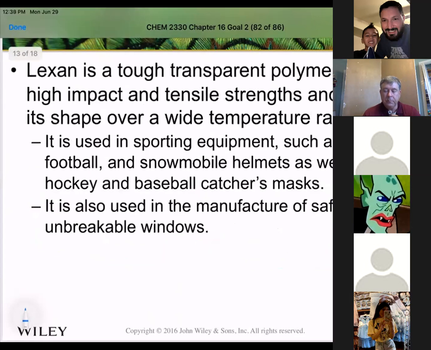Okay, so it's a very tough, transparent polymer. It can also be used in snowmobile helmets. It can be used in football helmets, all sorts of stuff. Again, if you don't put fillers in them or you don't put color in them, it's nice and transparent and can be what we call unbreakable windows. It's not bulletproof windows. That's something else. You have to have multiple layers for that, but it does make what we can call unbreakable windows.